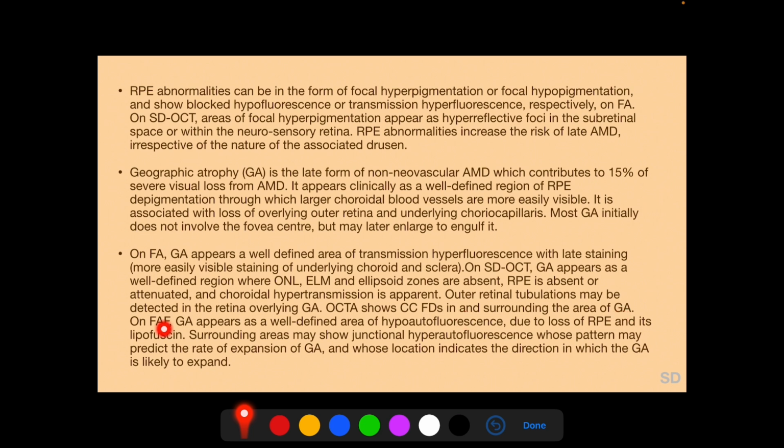On fundus autofluorescence, geographic atrophy appears as a well-defined area of hypoautofluorescence due to loss of RPE and its lipofuscin. Surrounding areas may show junctional hyperautofluorescence whose pattern may predict the rate of expansion of the geographic atrophy and whose location indicates the direction in which the geographic atrophy is likely to expand.